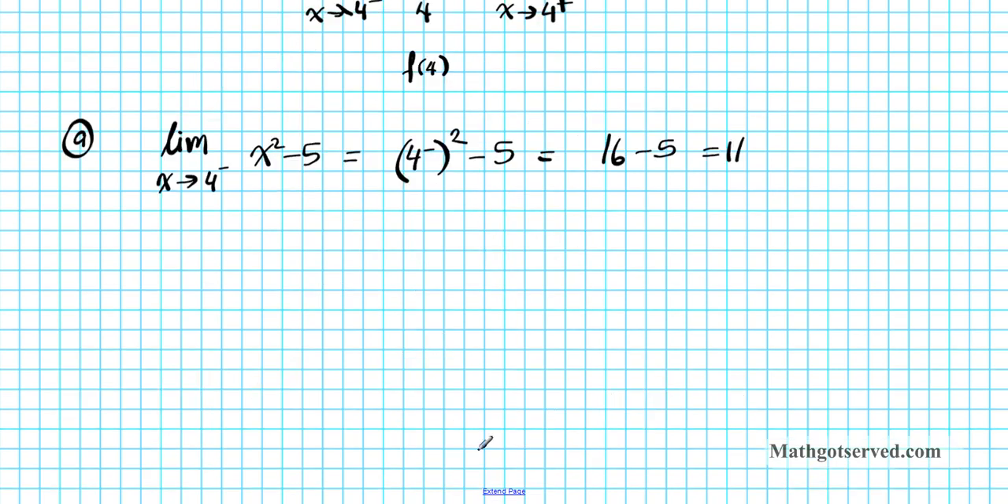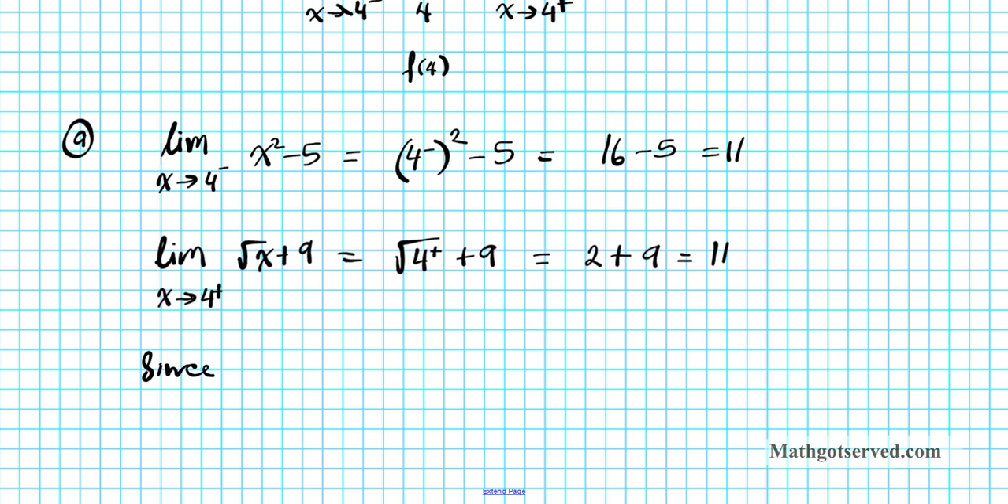Okay? Now, from the right, we're going to compute the limit as x approaches 4 from the right of the square root of x plus 9, which equals the square root of 4 from the right plus 9. Okay, square root of 4 is 2, plus 9 equals 11. So the left and the right hand limits are the same. That means the limit exists.